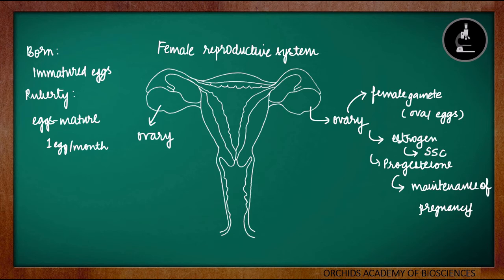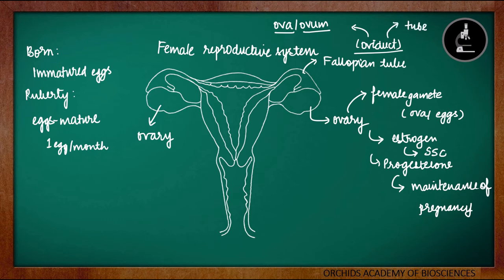sexual characters in females. The eggs that are produced in this ovary will be then carried by a tube which is called as the fallopian tube. It is also called as the oviduct. Why the name oviduct? Ovi refers to ova or ovum. Ova is plural and ovum is singular, and duct refers to a tube. So the tube which conducts or transports the egg or the ova is called as fallopian tube. So it is also called as oviduct, the duct which transports the ova. So this fallopian tube will be conducting the ova which is produced by this ovary.